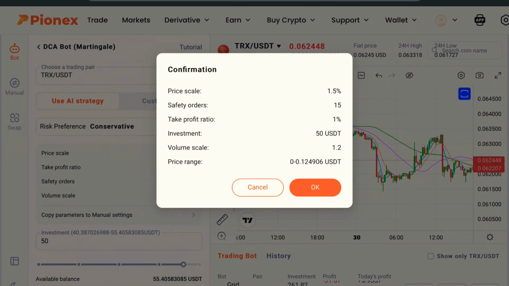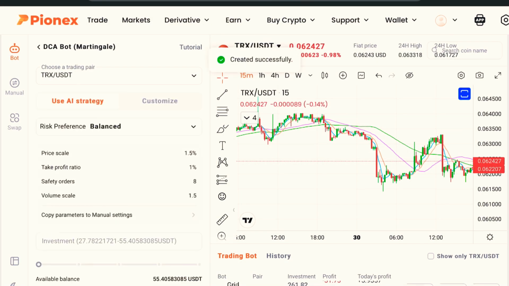The price scale is 1.5, safety orders is 15, take profit ratio is 1%. So wherever the price drops, once it accumulates and drops the average price, and once the price rise is more than 1% from the average price, it will sell the whole chunk. The investment is $50, the volume scale is 1.2, and the price range is given here. Right. Okay, so now we have created this part.